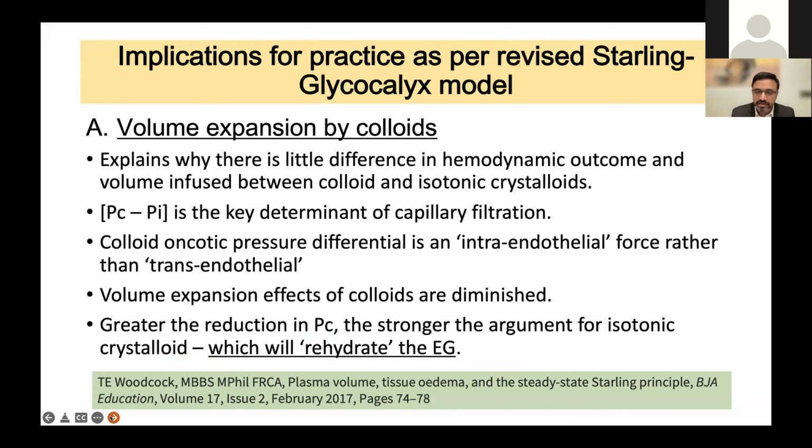In fact, when the patient is acutely dehydrated, there's a stronger argument for isotonic crystalloids, because these isotonic crystalloids will end up rehydrating the endothelial glycocalyx layer, because they are distributed not only within the intravascular compartment, but also into this gel layer of the endothelial glycocalyx.